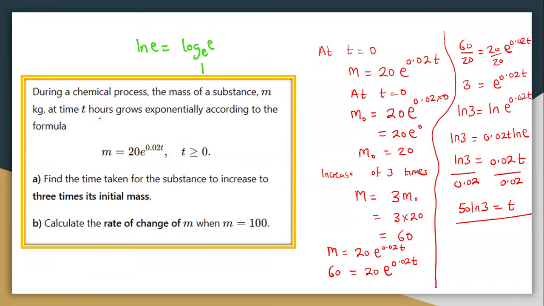But since they give us our time in hours, it means that your t is the same as 50 natural log of 3 hours, which you can now write in decimal points as 54.93 hours. Yeah, so that is how you work it out for part A. Members, are we on the same page?